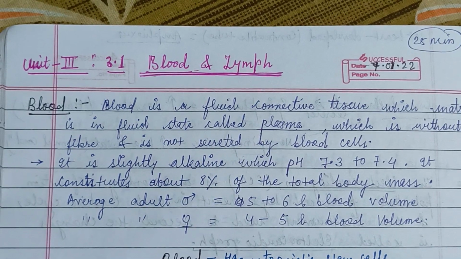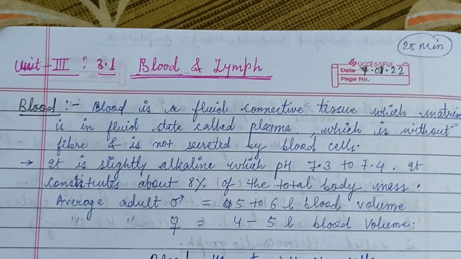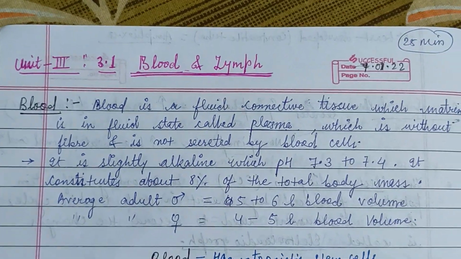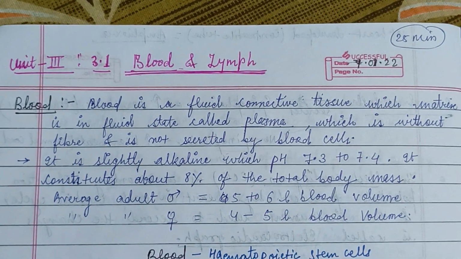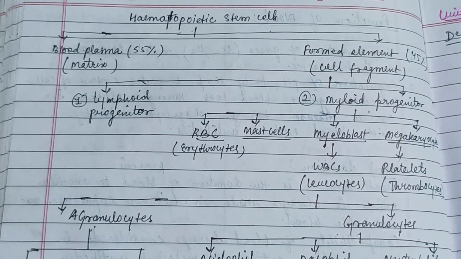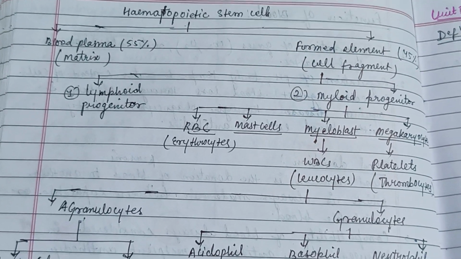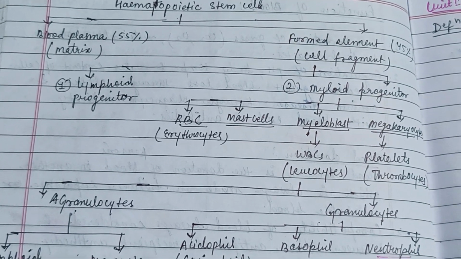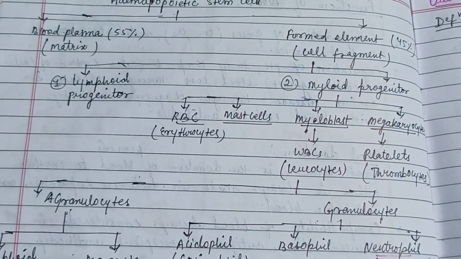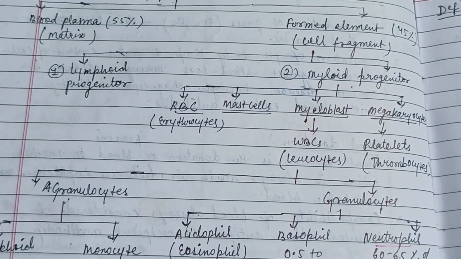Blood is a fluid connective tissue whose matrix is in a fluid state called plasma, which is without fiber, and it is not secreted by the blood cells. Blood can be classified into hemopoietic stem cell, which contains the plasma, about 55%, and the formed elements, which constitute about 45%, also known as the cell fragments.